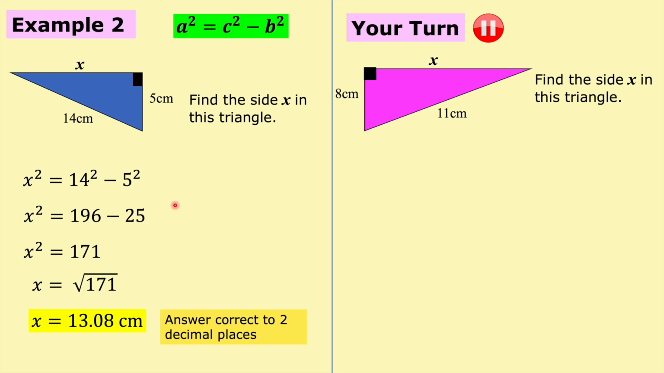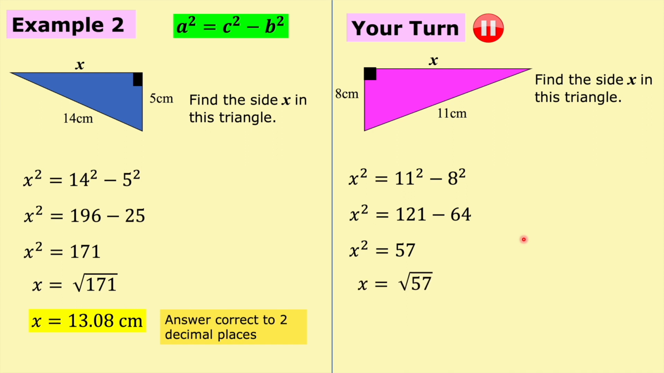Okay, let's go over the answer. So your first line, you should have x squared equals 11 squared subtract 8 squared. Then we're going to calculate those square numbers. So 11 squared is 121, 8 squared is 64. We're then going to subtract to get 57, so x squared equals 57. We just want x, so we need to square root 57. And then round your answer to 2 decimal places, so you should have 7.55 centimetres. So well done if you got that.